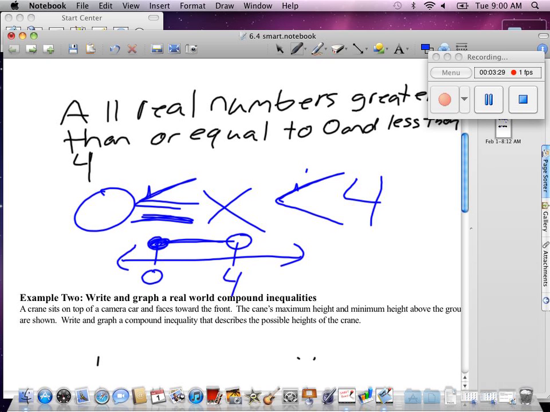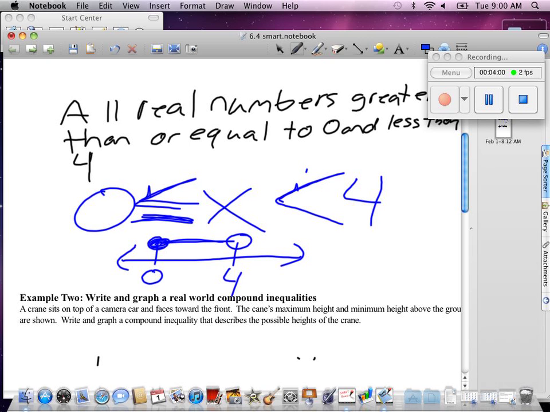Okay, let's try one that's more like a word problem. In this case, here's a good hint: if the inequality signs are pointing the same direction, then they point towards each other. If they're pointing opposite ways, then they're going to point away from each other. We're using the word "and" right now. We're going to do "or" tomorrow.